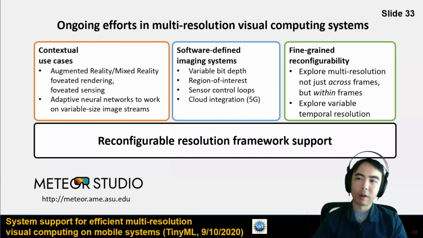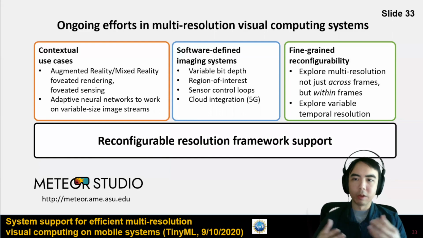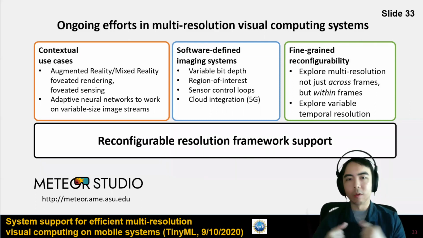And then talking about adaptive neural networks that can work on variable size image streams. Right now, most neural networks work on fixed sized image streams. I think a lot of us are familiar with the 227 by 227 by 3 that many networks expect these days. And you have to crop your images to fit exactly that and resize and rescale them. But it would be interesting to consider neural networks that are able to work at high resolutions and low resolutions and be paired with this kind of reconfigurable resolution support, so that you can deal with that multi-resolution visual computing and get the precision that you want when it's needed, and get the energy savings that you want when you don't need that precision.